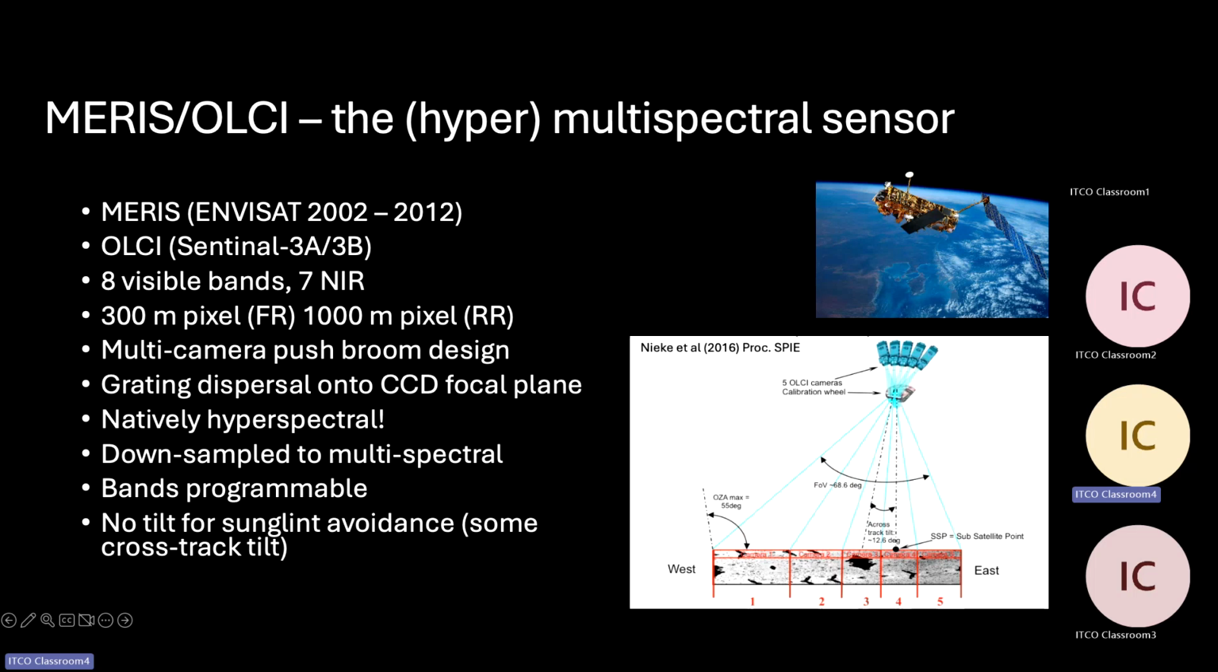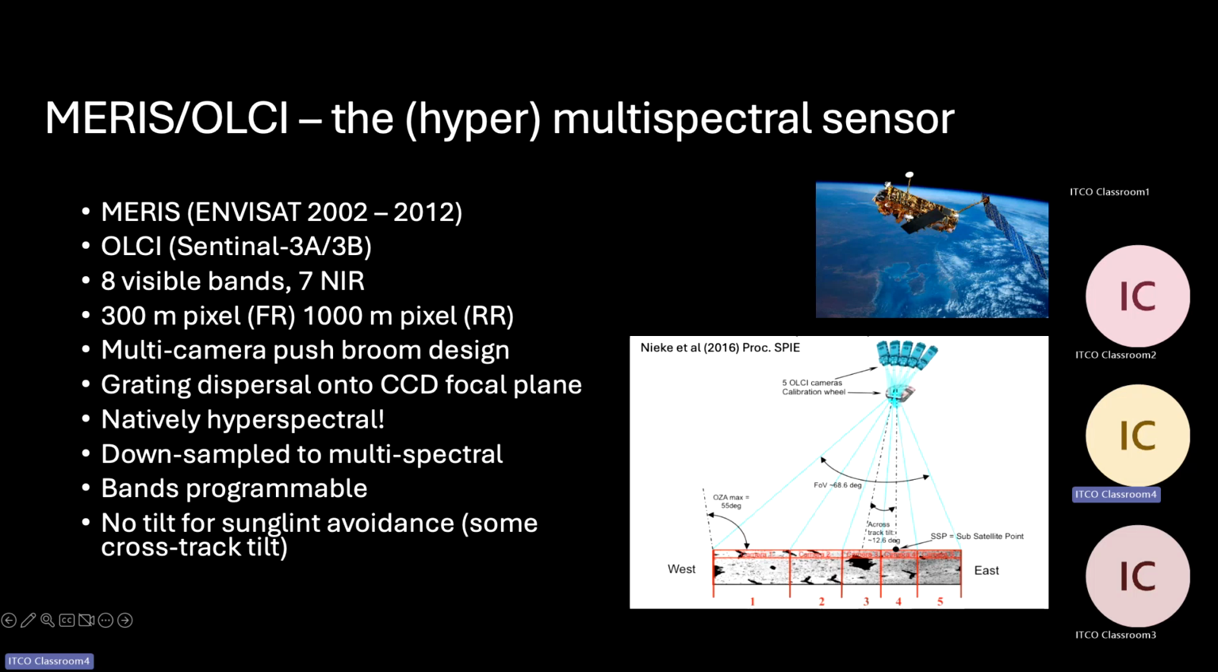So yes, an interesting thing about MERIS though, because of that design, you could program which bands you wanted. You might choose a different spectral aggregation. I don't think in practice it was ever really done. The idea was if you want to sample something special, you could move the bands around. Yeah, so that was a cool feature.